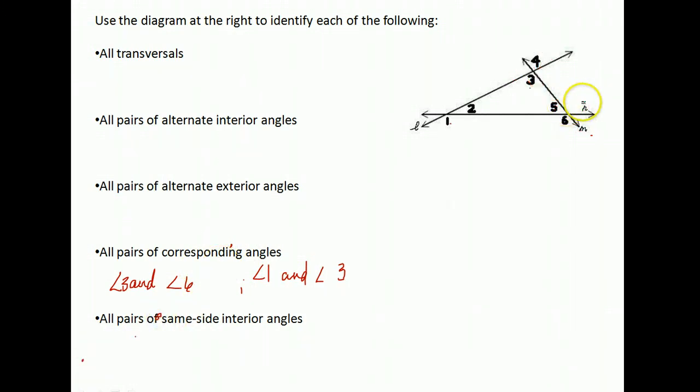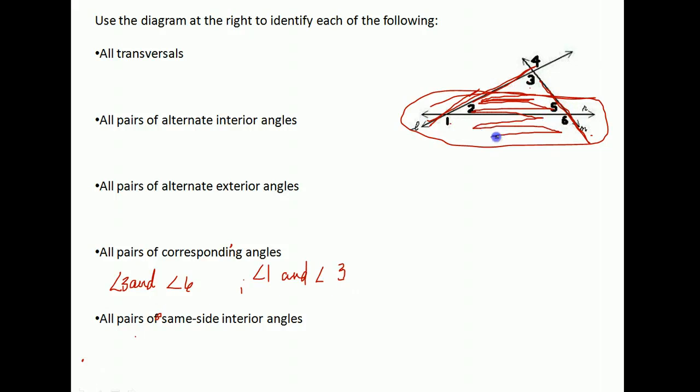Okay, so remember, when we have a complex drawing, just focus on one transversal at a time. So let's focus on if N were our transversal. Notice N is passing through this pair of lines. Okay, so there's our two lines. Again, N's the transversal going through them. Same side interior. Interior has to be between our pair of lines, so that's going to be anything inside here. 1 and 2, 5 and 6 are all interior angles if N is our transversal.